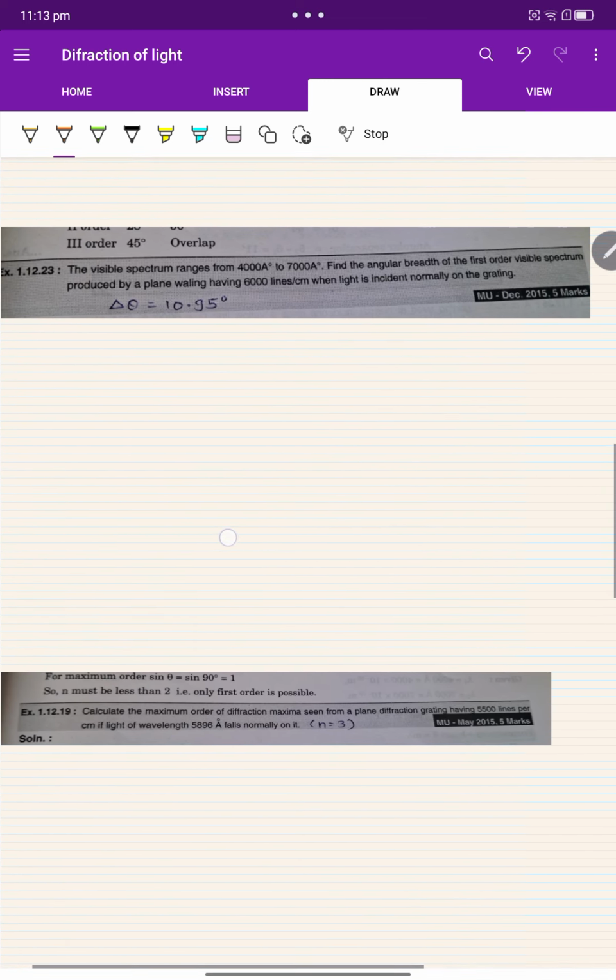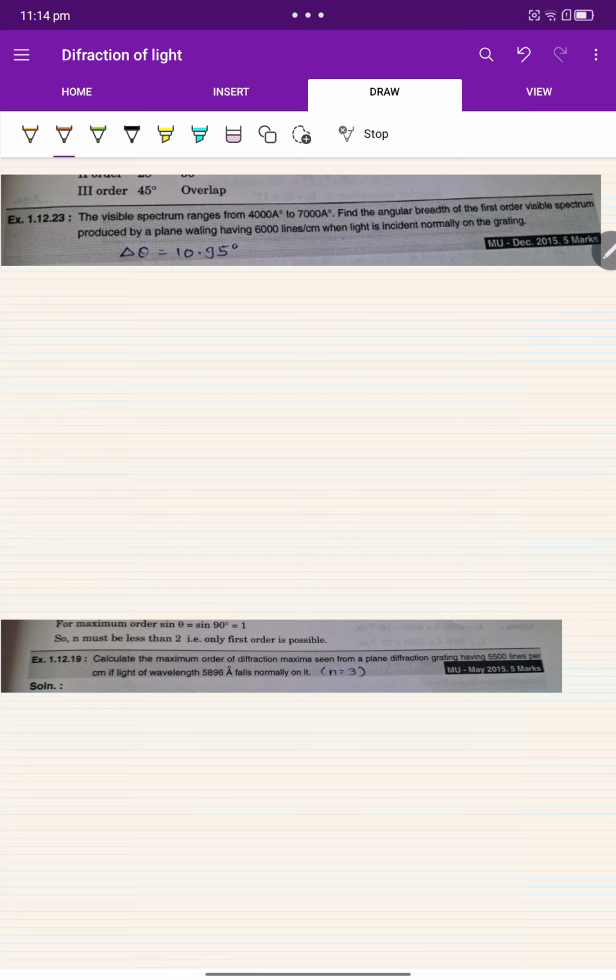Let's move towards the next question. The visible range is 4000 to 7000 Armstrong. Find the angular breadth of the first order visible spectrum produced by a plane grating having 5000 lines per centimeter when light is incident normally. So we need to calculate the angular width.